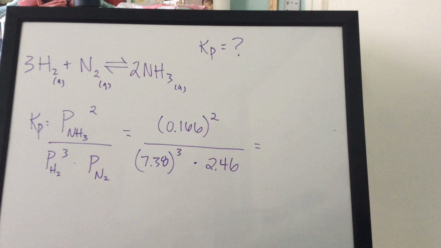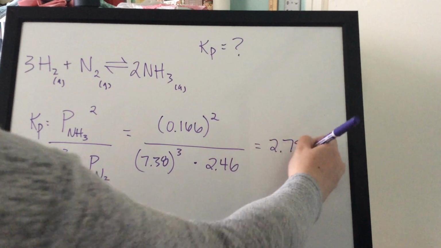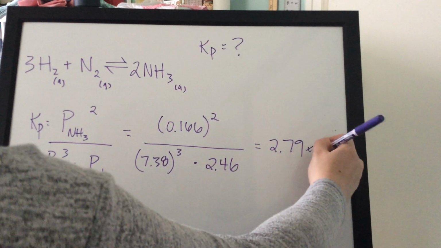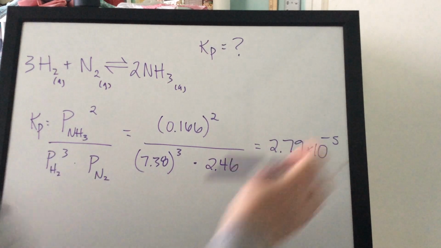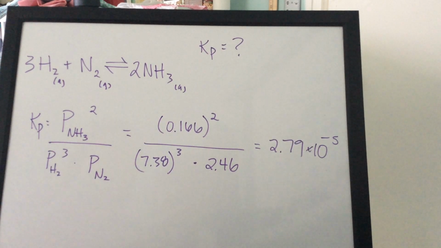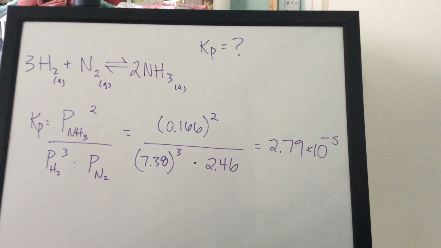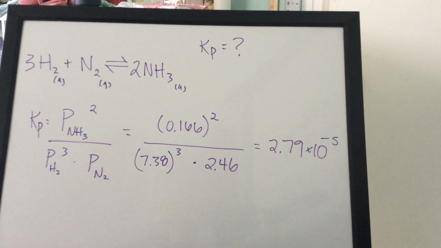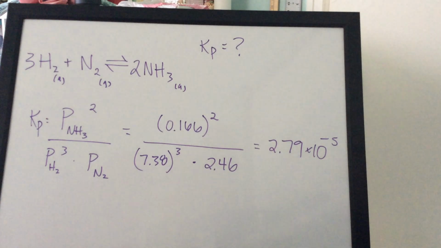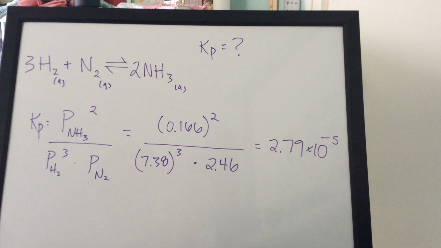It's quite a simple idea. So if you crunch that out on the calculator, I got 2.79 times 10 to the negative 5th as my value of Kp. If you didn't get that, make sure that you have cubed and squared your numbers, but otherwise you should obtain that value. And that's all there is to calculating a value for Kp. It's quite a simple idea. Okay, so let's do a second problem.